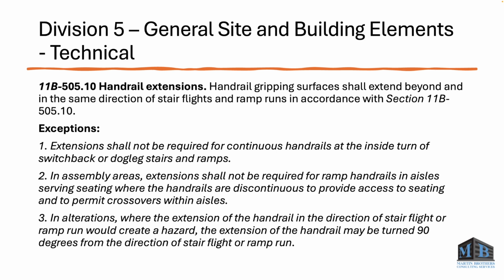Number 3, in alterations where the extension of the handrail in the direction of a stair flight or ramp run would create a hazard, the extension of the handrail may be turned at 90 degrees from the direction of stair flight or ramp run. But we'll see a little bit in the next slide. We can make handrail extensions that kind of turn back on themselves and make a P shape. As long as the bottom of that return is at 27 inches maximum, so it can be lower than that, it's considered cane detectable by someone using a cane, sweeping to make sure everything's clear, because their cane will hit that and they'll know that they can avoid that projection.